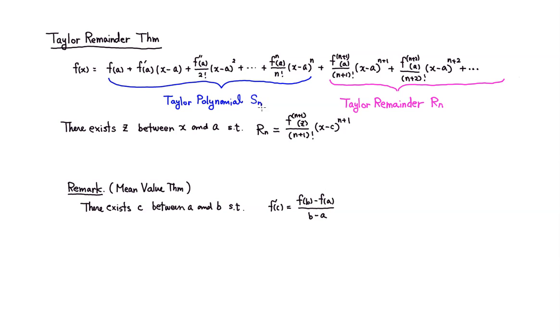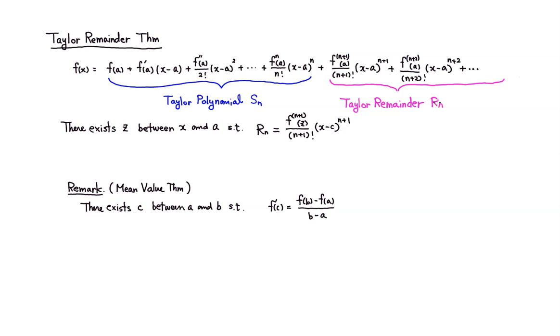So we can call that Sn. But remember that the Taylor series has infinitely many terms. So there are infinitely many remaining terms. We're going to call the sum of those the Taylor remainder. So we're going to call it Rn.